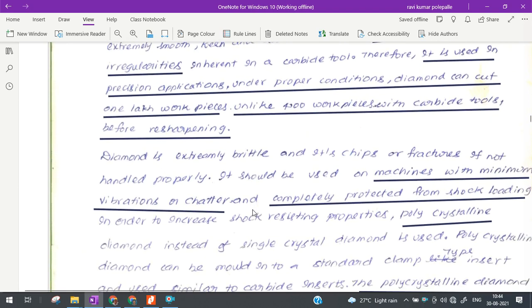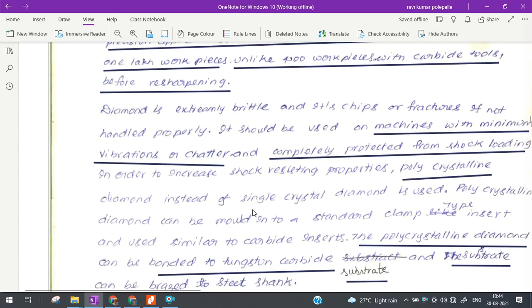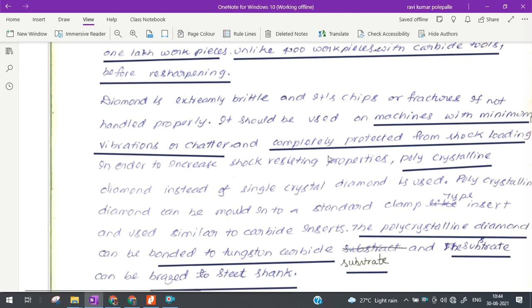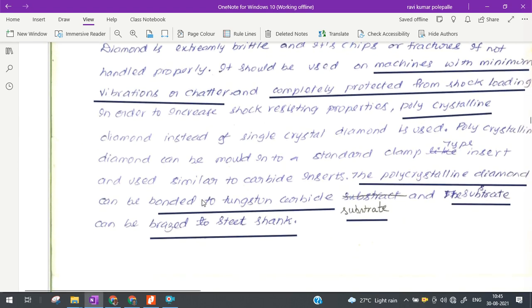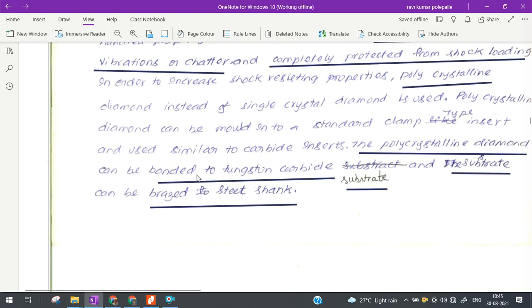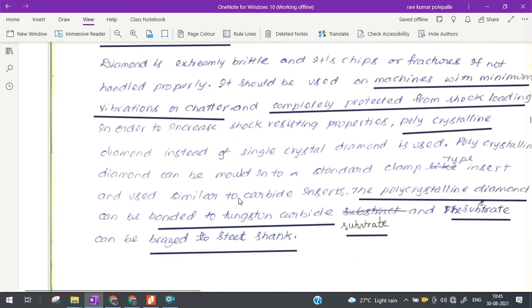So diamond is extremely brittle. It chips away or fractures if not handled properly. So it should be used carefully with minimum vibrations and protected from shock loading. To improve the shock resistance properties, polycrystalline diamond instead of single crystal diamond is often used. The polycrystalline diamond is bonded to tungsten carbide substrate and the substrate is brazed to the steel shank. That is how they are going to be used.